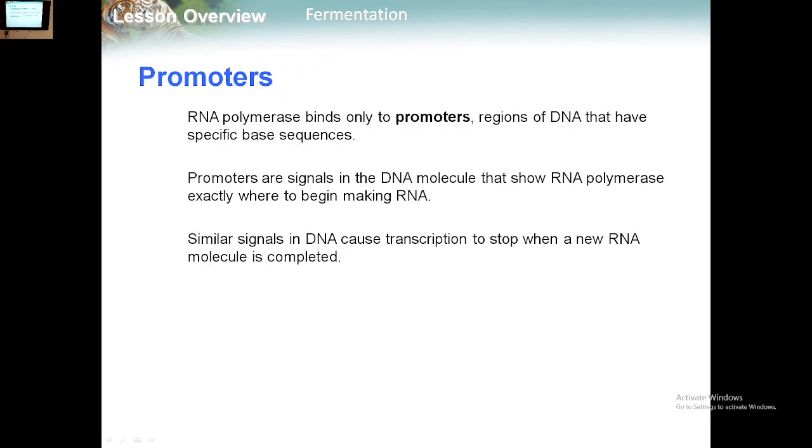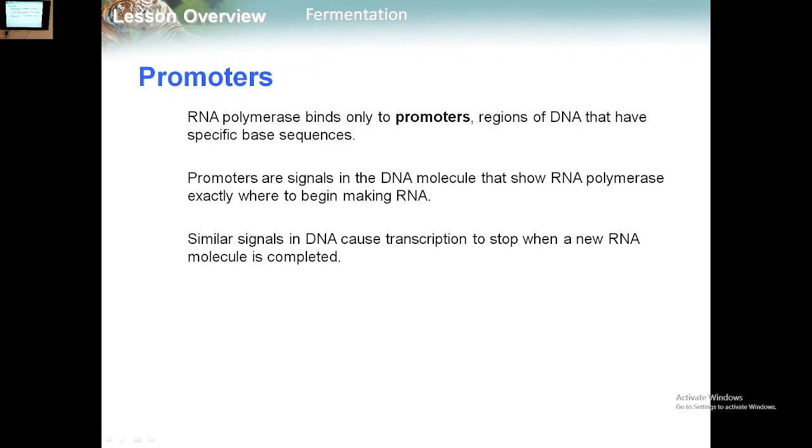Then we have the promoters. The RNA polymerase binds only to the promoters, so again, RNA polymerase binds only to promoter regions of DNA that have a specific base sequence. Without the promoters, the RNA polymerase will not bind to the DNA. What is the promoter again? The promoter is a specific sequence on the DNA. Promoters are signals in the DNA molecules that show RNA polymerase exactly where to begin making the RNA. So without this signal, without these promoters, the RNA polymerase will not bind to the right sequence, okay?